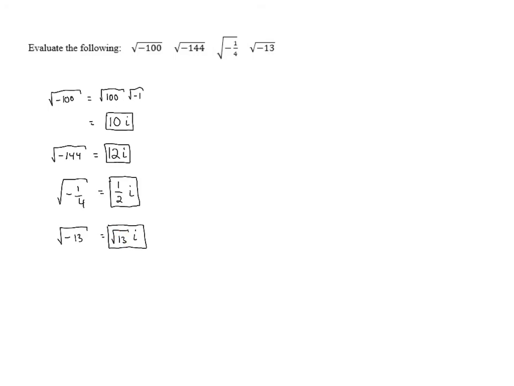If you were asked for an approximation, you could use a calculator to figure out what the square root of 13 is approximately equal to. It's going to be 3 point something. But generally, unless you're asked for an approximation, we prefer to keep answers in their exact form. And by leaving this as root 13 i, we're not going to be doing any approximating. We get an exact answer.